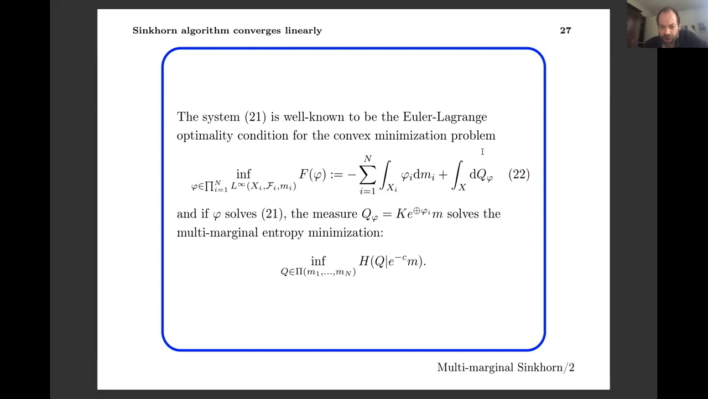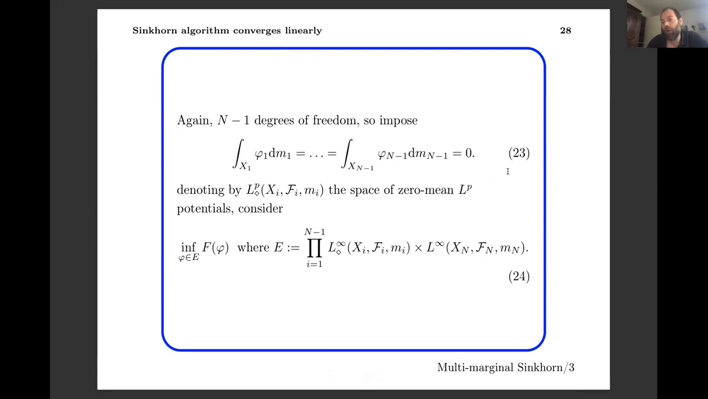Here, I've changed the sign, so this function f of phi is convex. I've multiplied the previous one by minus one, so it's a convex function. There's a linear term, and this is the integral of a function which depends in an exponential way on the direct sum of the phi i. I want to find the critical point of this problem. Of course, I impose a normalization, because otherwise I cannot guarantee uniqueness. Same normalization as before: I normalize the first n minus one potentials to have zero average. This is what my notation diamond means: an L^p space with a diamond as an index will mean zero mean. And I'm considering the problem of minimizing this f of phi on L infinity, with the normalization of the first n minus one potentials.